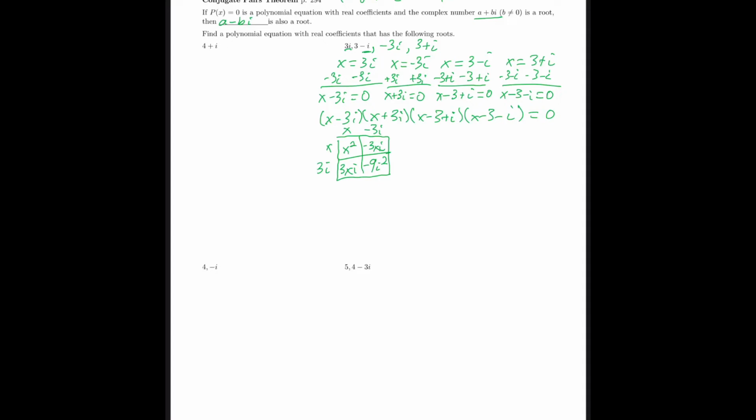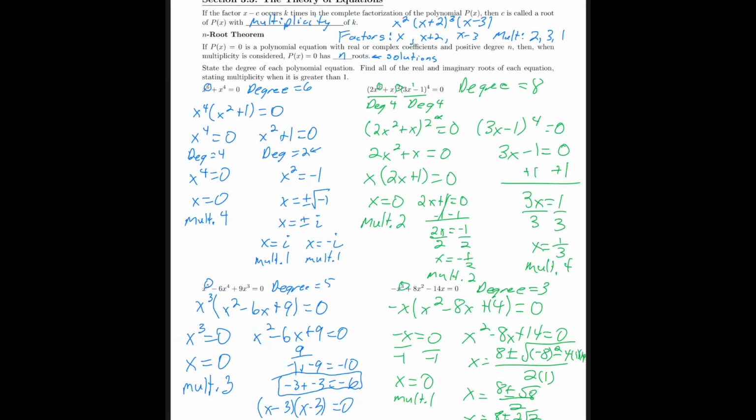So we've got x and negative 3i, x and positive 3i. So x times x is x squared, x times negative 3i is negative 3xi, x times 3i is 3xi, and 3i times negative 3i is negative 9i squared. And now we can simplify that. So 3xi and negative 3xi cancel. That leaves us with x squared, and i squared is negative 1. So negative 1 times negative 9 is positive 9. So this will be x squared plus 9.